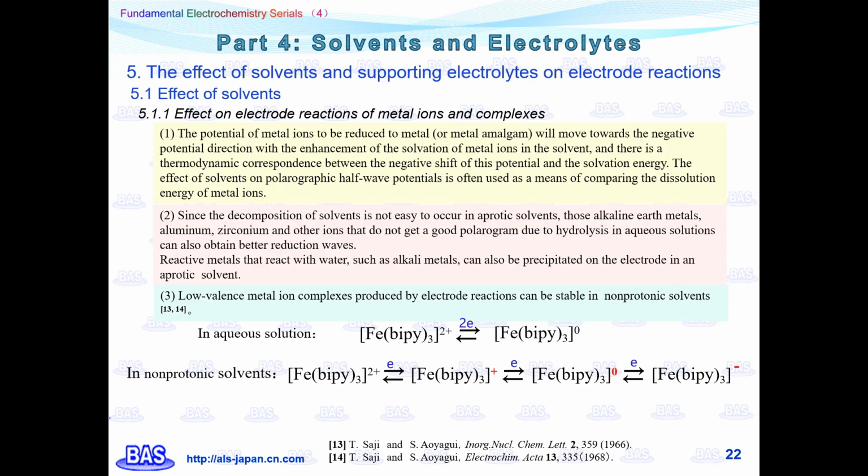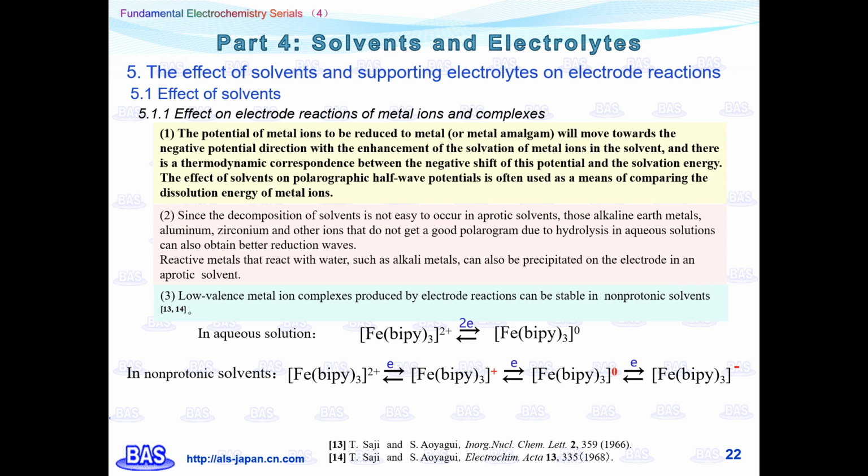The property of the solvent, the supporting electrolyte, and the changes in behavior of both will have various effects on the electrode reaction. Let's first look at the effect of the solvent on the electrode reaction. The potential of a metal ion to be reduced to metal or metal amalgam will move towards the negative potential direction with the enhancement of the solvation of the metal ion in the solvent. And there is a thermodynamic correspondence between the negative shift of this potential and the solvation energy.